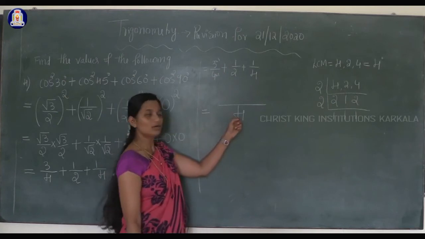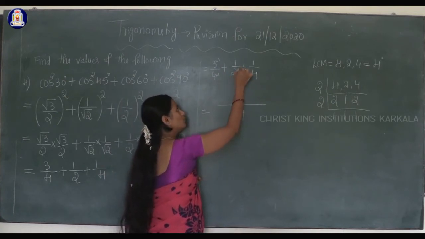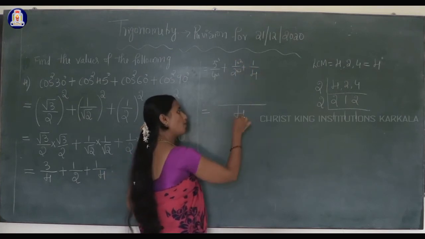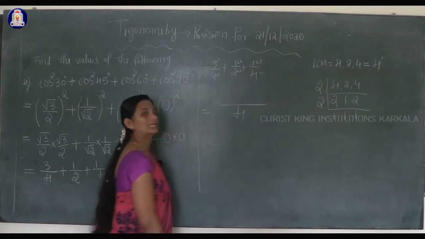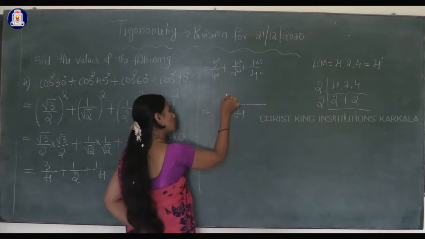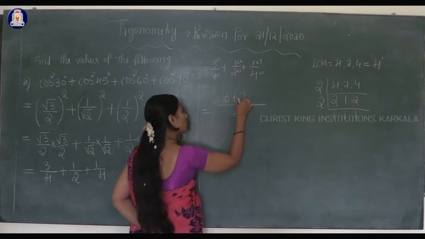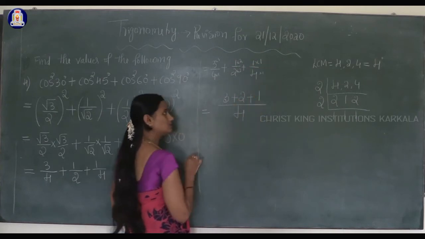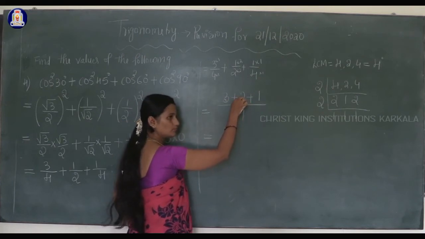4 1s are 4. Next, 2, how much is 4? 2 2s are 4, so into 2. Next, 4, how much is 4? 4 1s are 4, so into 1. Clear? Yes. So 3 into 1 is what? 3 plus 1 into 2 is what? 2 plus 1 into 1 is what? It is 1. So which is equal to 3 plus 2, 5.